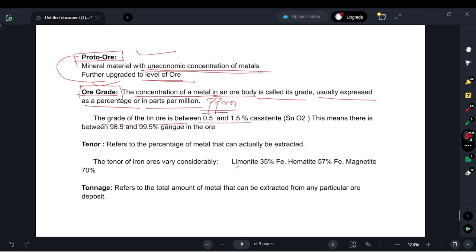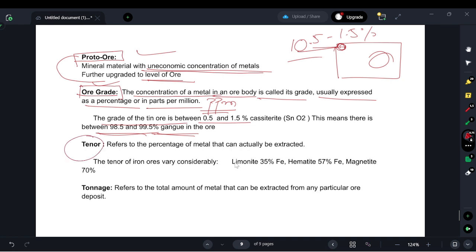Suppose you have this tin and only this much amount is extractable, that is 0.5 to 1.5%. So what does it mean? It means that other than this percentage, all the rest of the ore body is the gangue. That means 98.5 to 99.5% of the ore body is the gangue. That is why ore grade is important. You should know the grade of the ore. The higher the grade of ore, the more economically extractable that ore will be.